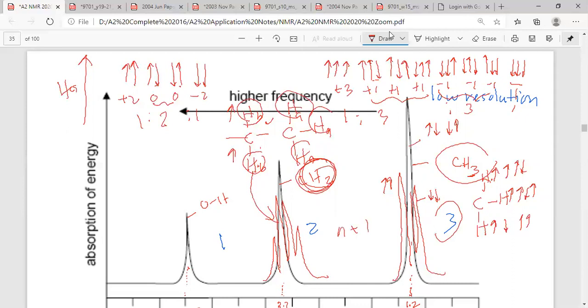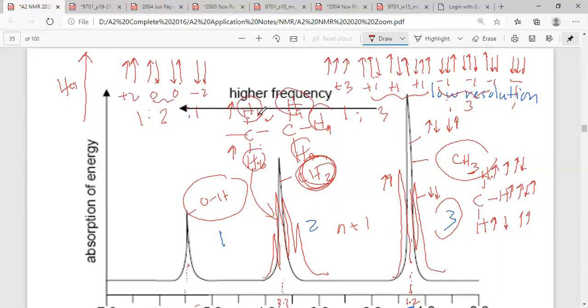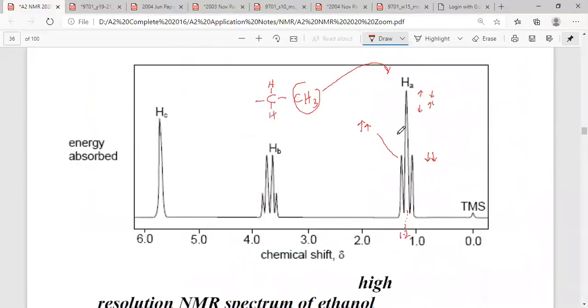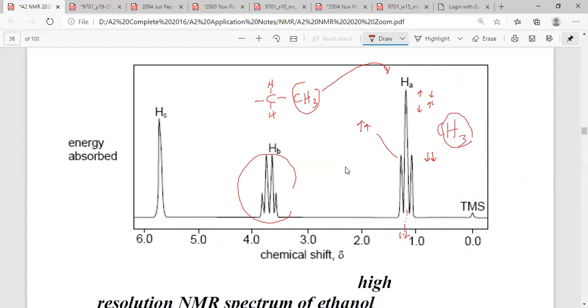So this is the n+1 rule. This one will not split because oxygen prevents it. This is called spin-spin coupling. Now look at it down here. As I said, why is it 4? Because of the CH3 here. The 3 hydrogens here can have 3 different energy states combined together to be felt by the 2 hydrogens here. So 1:3:3:1. Why 3? Because there are 3 possible arrangements. So that's how this happened.